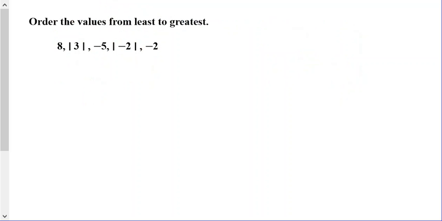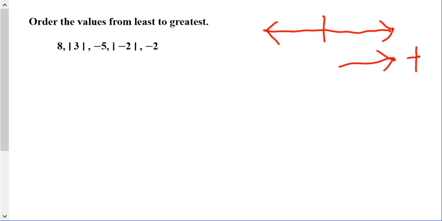Next one. Okay, now we're going to look at putting these numbers, these integers, in order from least to greatest. Okay, so again, if we look at a number line, positive, negative. Not negative 1, just negative. Okay, so let's see how we're going to work this out. Order the values from least to greatest.